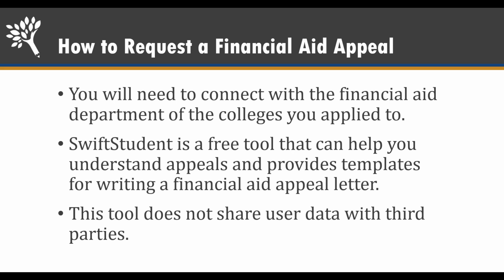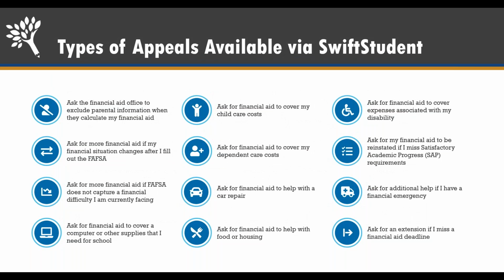And it basically asks you some questions in very plain language and then translates that into a wonderful financial aid letter that you're going to attach some supporting documentation to. But your first step is to check with your school to see what you need to provide. Here are some of the appeals that are available through Swift Student.